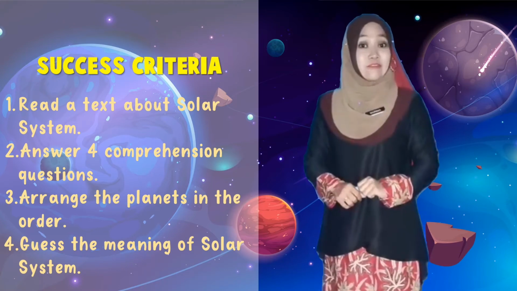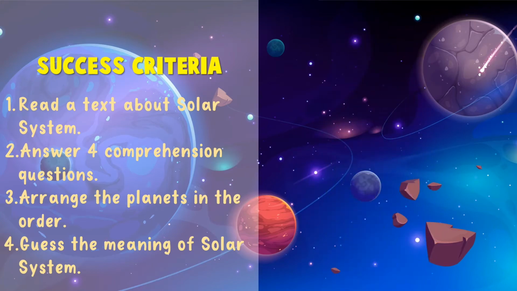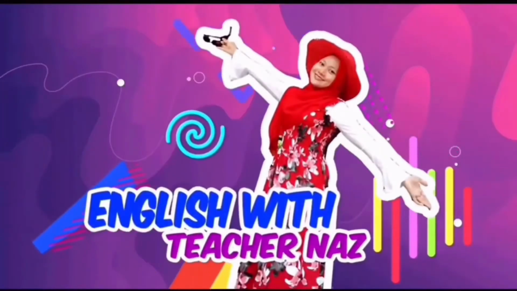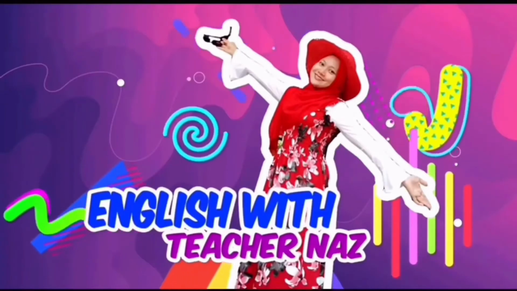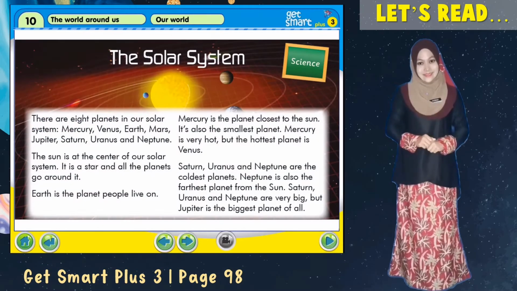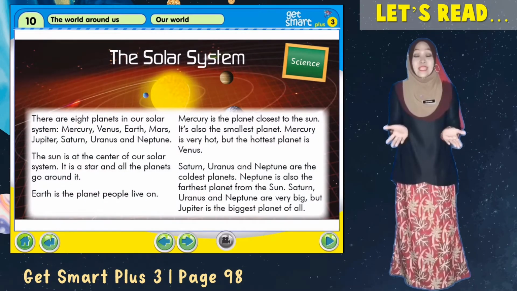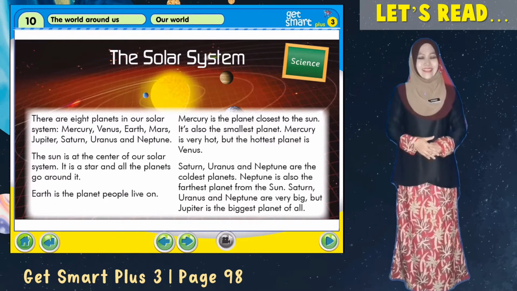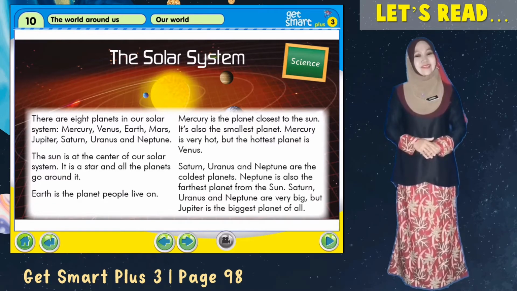Are you all ready for the lesson today? Let us begin our lesson today by reading a text about the solar system. You may refer to your Get Smart Plus 3 book on page 98. Are you all ready to read the text? Let's read together.